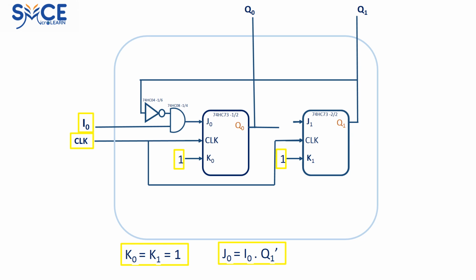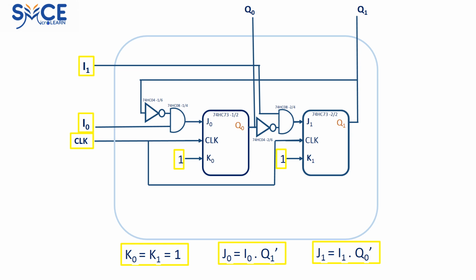Next, we will take the expression J1 is equal to I1 ANDed with the complement of Q0. To implement this, we need again one more inverter gate or NOT gate and an AND gate. The inverter gate will complement or invert Q0 into Q0 complement, and the AND gate will AND it with the input I1. This is shown on the screen.